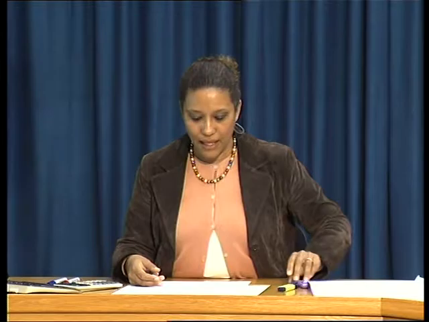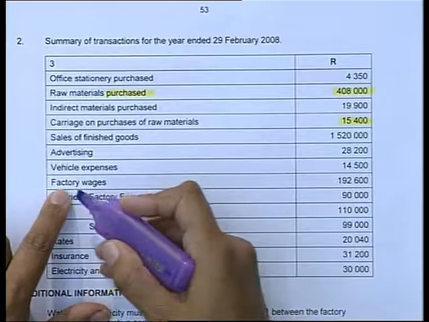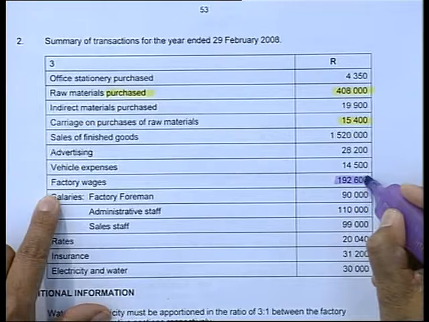Okay, I'm not going to have stock, so I look and I see by my summary of transactions on page 53, I see there I have factory wages. They use the word factory, which means it's factory-related wages.